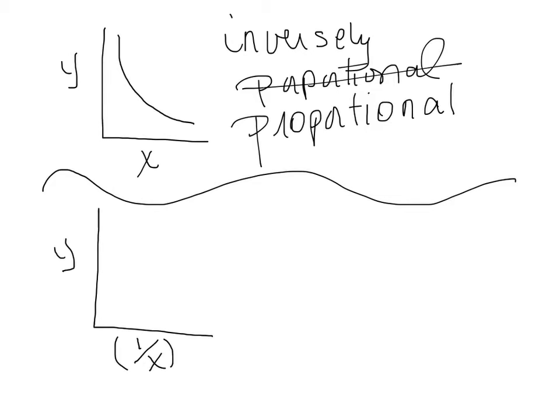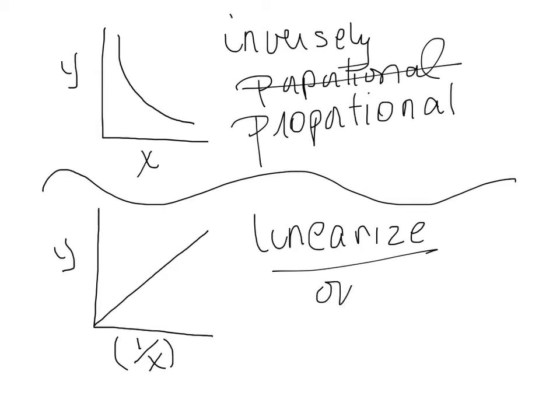And when we graph that, it becomes a straight line. So this is called linearization, or linearizing our data. Okay, so if you get a graph that's inversely proportional, you have to graph 1 over x to get the correct information.